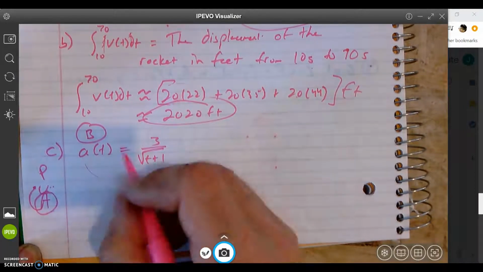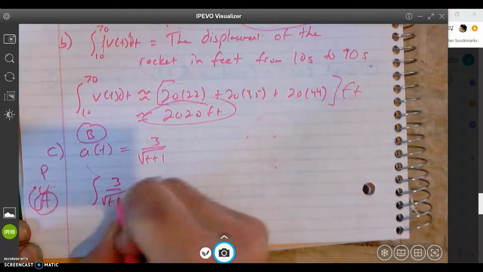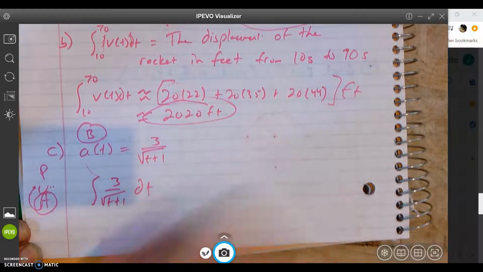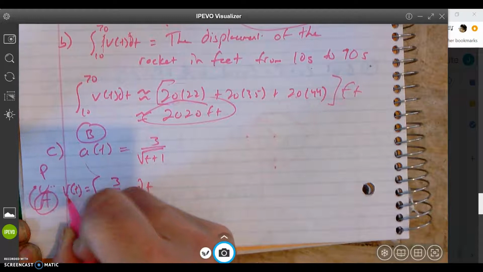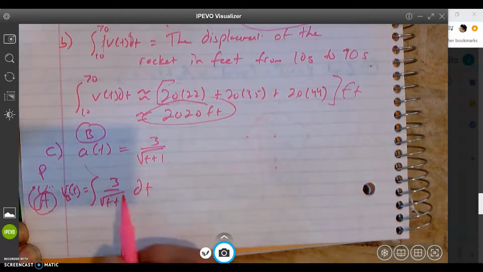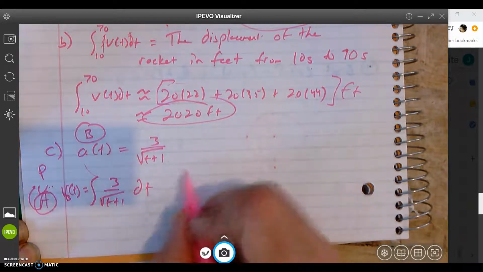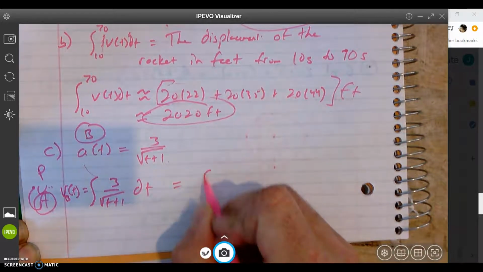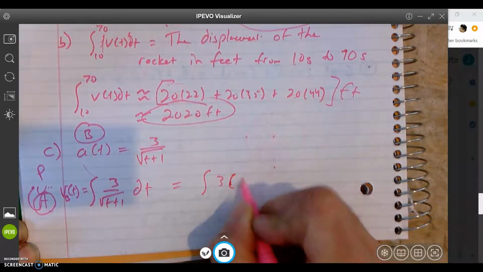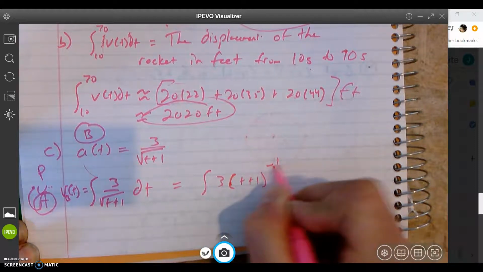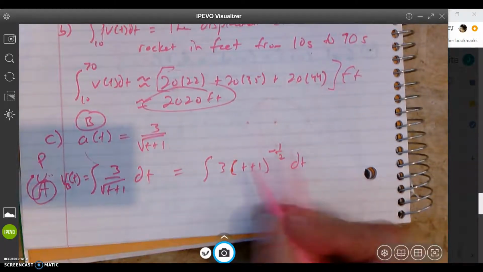First off, if we have acceleration, we need to find the integral in order to get the velocity. So the integral of this is what I need. This will be the velocity of rocket B. So keep it cranking. I'm going to write this as the integral of 3 times t plus 1 to the negative 1/2 dt. That's going to make it easier to find this antiderivative.